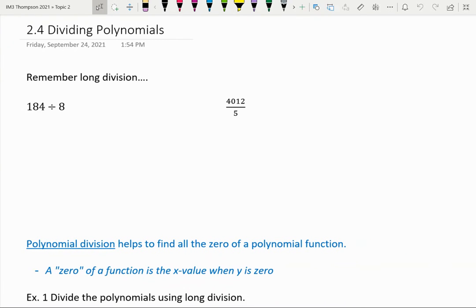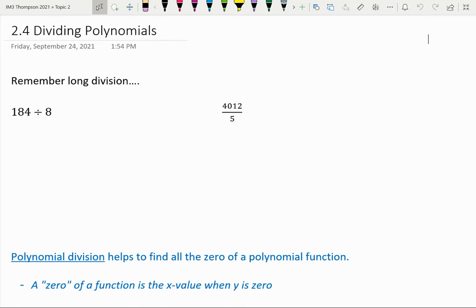There we go. Okay, so 2.4 dividing polynomials. We're just going to do a little throwing it back to elementary school when we would do long division, because the process here is going to be the same, but today we're going to do it with polynomials.